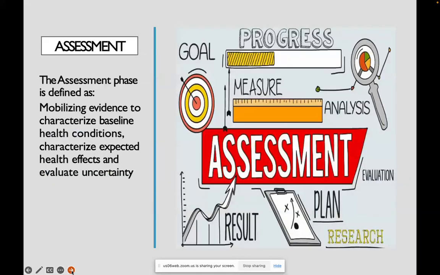So what is assessment? Assessment is the phase of the HIA where you are mobilizing data and evidence to characterize the baseline health conditions that you'll need to predict changes and impacts, right? If you don't know where you're starting from, it's very hard to predict change. And then it also is used to predict and characterize impacts of the decision under review and to evaluate uncertainty and to think about how we address that uncertainty.